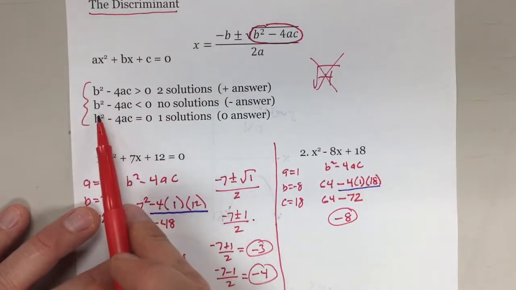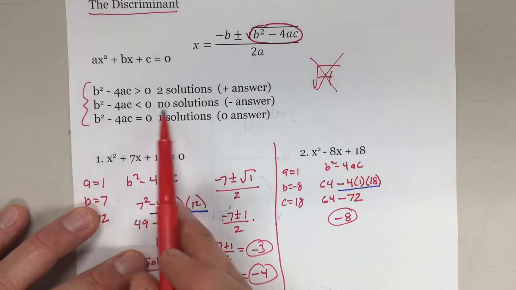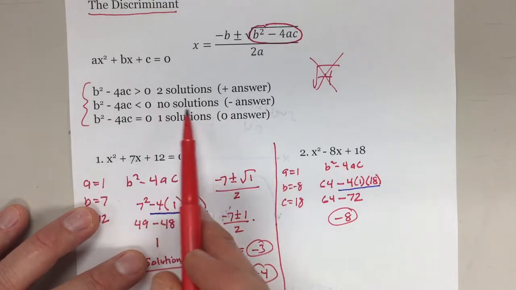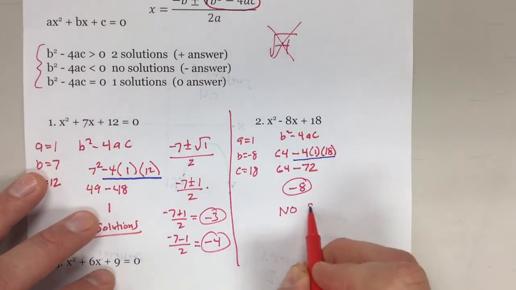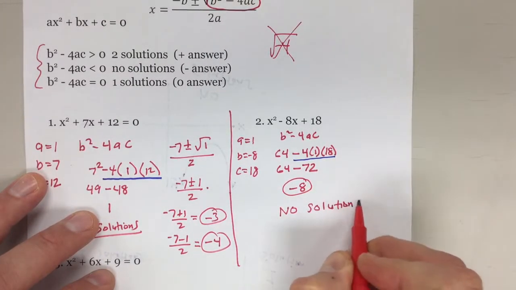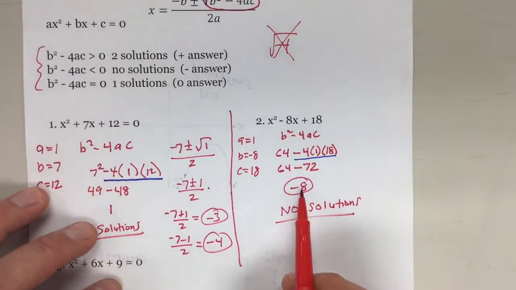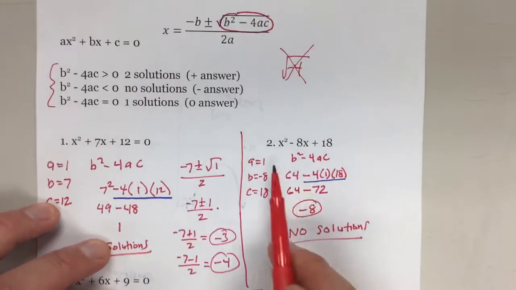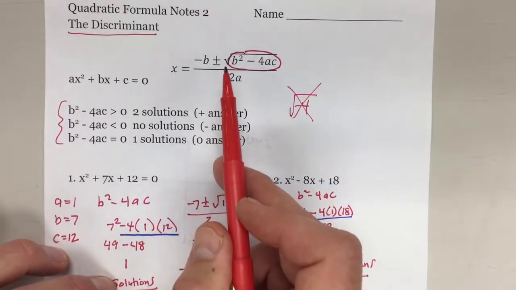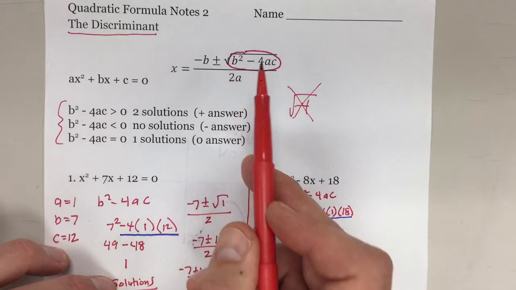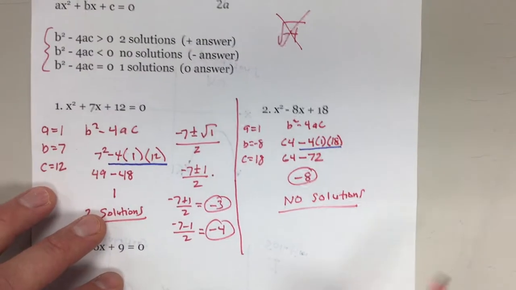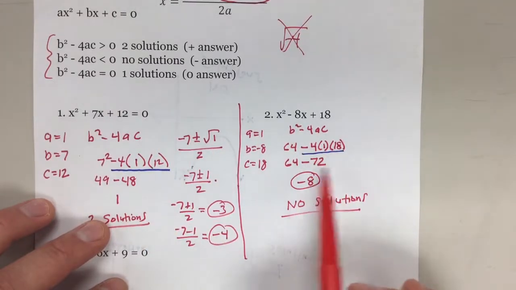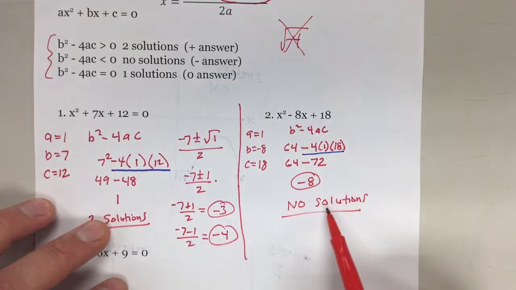Now, when the discriminant is less than 0, or in other words, negative, that means no solutions. So at this point, I can just stop and say, no solutions. Because I can't take the square root of negative 8. The b squared minus 4ac stuff is the stuff that's under the square root. So it turns out negative, I'm stuck. There's nothing more I can do. So doing the discriminant actually saves you time, because on this one you can figure out right away it has no solutions.